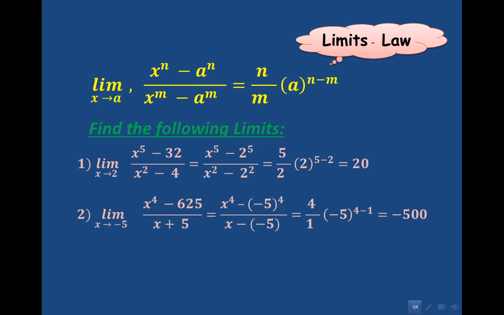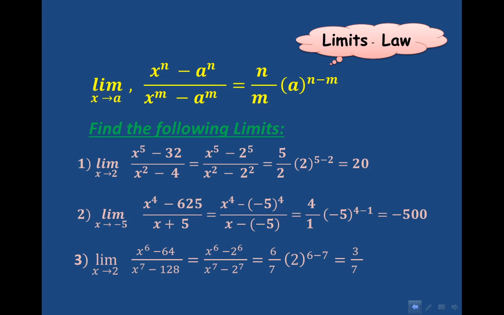Another example. Limit when x tends to 2 of the expression x power 6 minus 64 over x power 7 minus 128. It is required to find the limit when x tends to 2 of the algebraic fraction function x power 6 minus 64 over x power 7 minus 128. Here the first term is x, and the first term in the denominator should also be x. A equals 2.